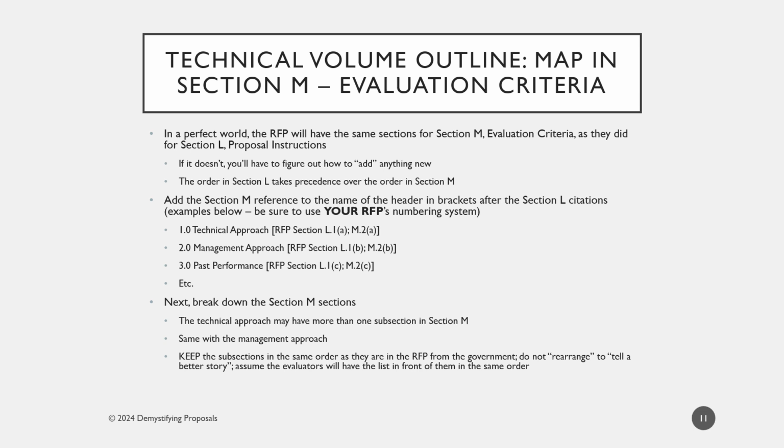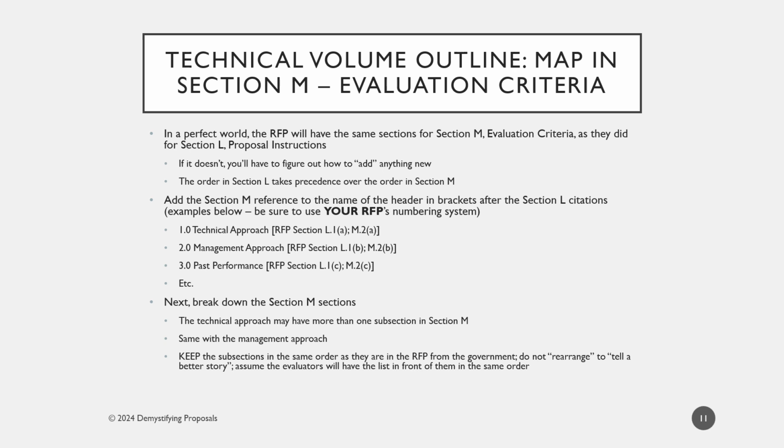Then you want to add the section M references to the brackets. So from the previous example, we had section 1.0, technical approach, RFP section L1A. Now we're going to add M2A because that's the RFP reference for section M.